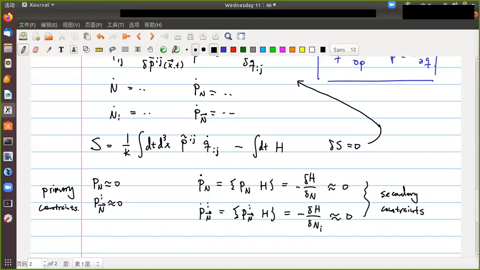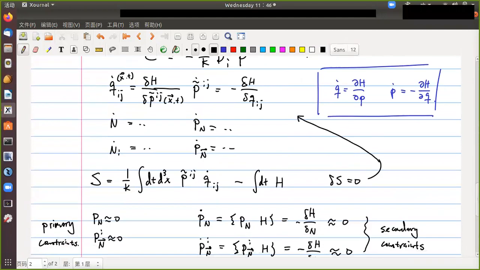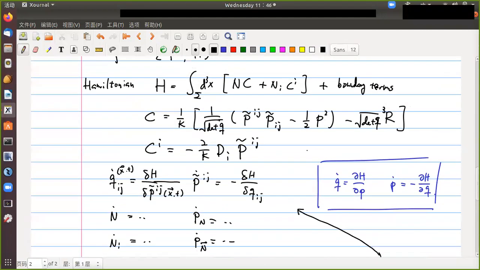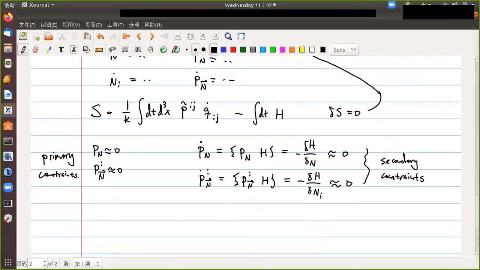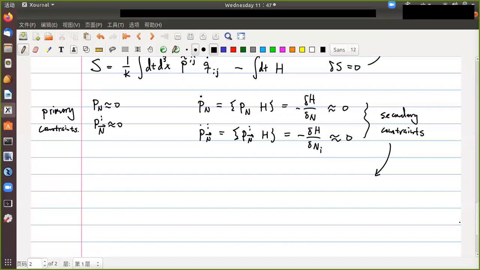How to write down this secondary constraint more explicitly? You can see that these functional derivatives are very easy to compute because h is linear in n and ni. Therefore, the functional derivative of h with respect to n just gives C, and with respect to Ni just gives Ci. Therefore, those secondary constraints are: delta H over delta N equals 0, which means C equals 0, and delta H over delta Ni equals 0, which means Ci equals 0. So these are the secondary constraints, and they are very important.